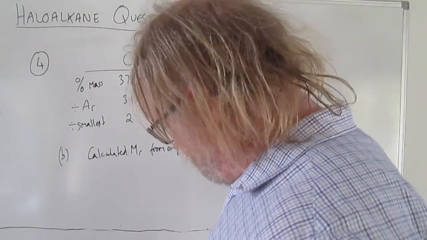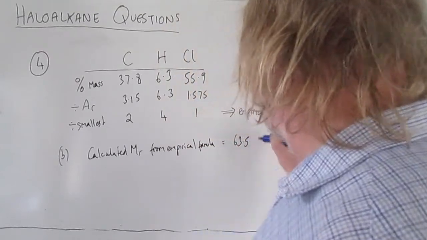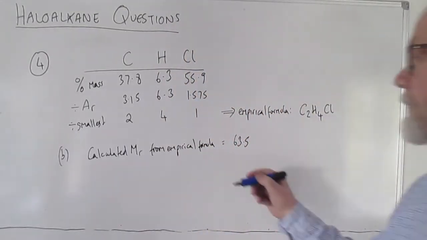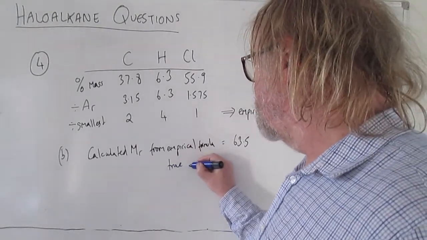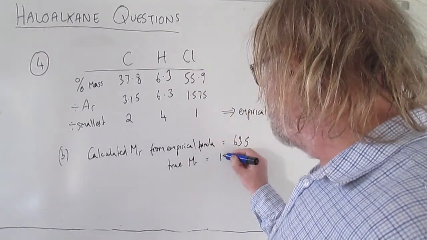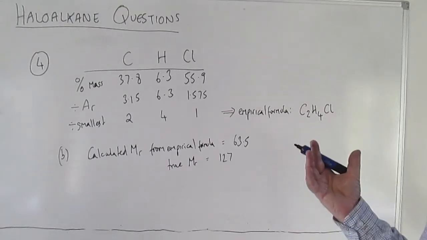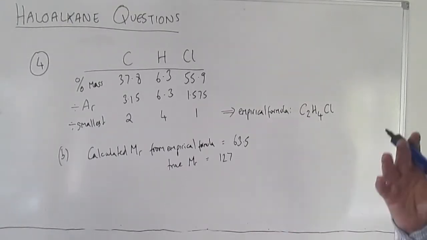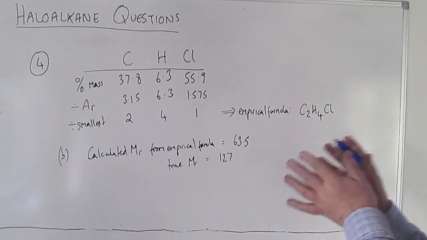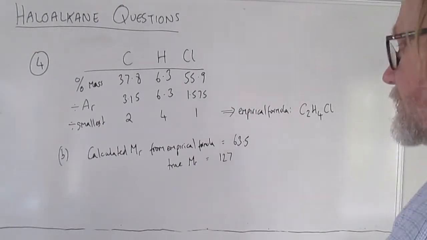So the calculated MR from the empirical formula is 63.5, if you just add that lot up. But the true MR, it tells us in the question, is 127. Strictly speaking, what it tells us in the question is the molar mass is 127 grams per mole. But remember, the molar mass is numerically the same as the MR. It's just that MR doesn't have units, but it's the same number. So we therefore know that the true MR is 127. And we just find the ratio.